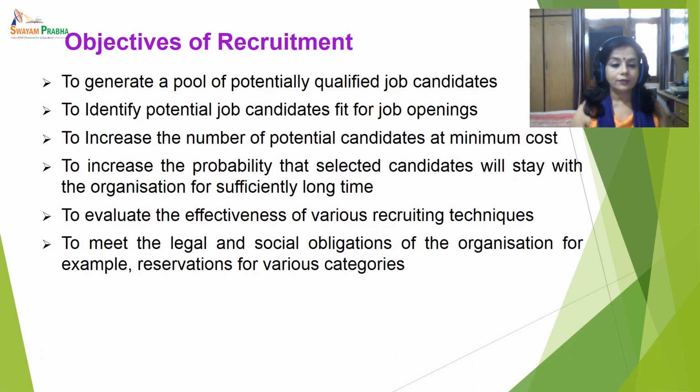The third objective is to increase the number of potential candidates at a minimum cost. From the first objective, we know that we want a pool of candidates. Now we have to select a recruitment process which will ensure that more and more people will apply for the jobs, but at a minimum cost. If we are giving a mass scale advertisement, then we are reaching people from the whole of the country, and we will get applicants from the whole of the country. So this is increasing the number at minimum cost. The per unit cost will go on reducing if the number of candidates applying is more.